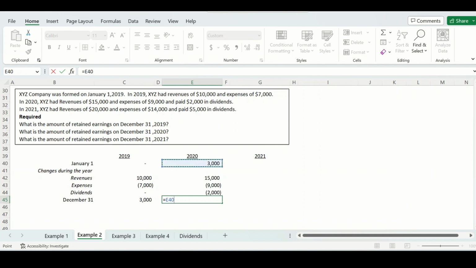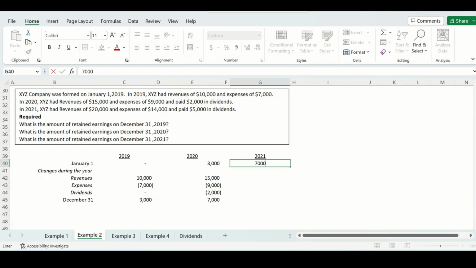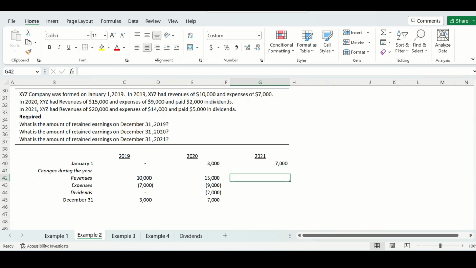So now, if we take our beginning balance and add to that the changes during the year, we get an ending balance for 2020 of $7,000. So again, we started with $3,000. We added $15,000 of revenues and subtracted $9,000 of expenses and $2,000 of dividends. Now, if we ended 2020 with $7,000, what are we starting 2021 with? $7,000.